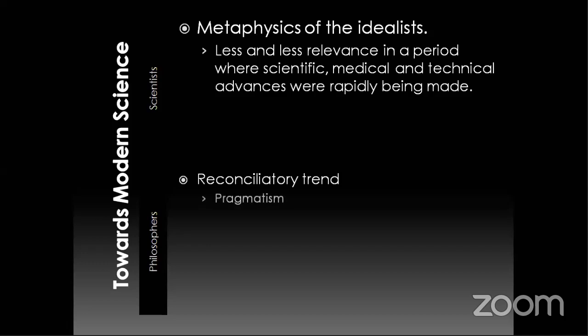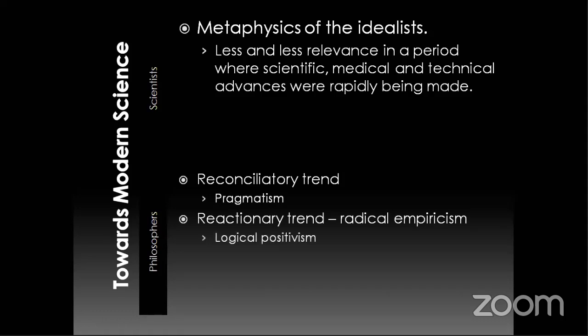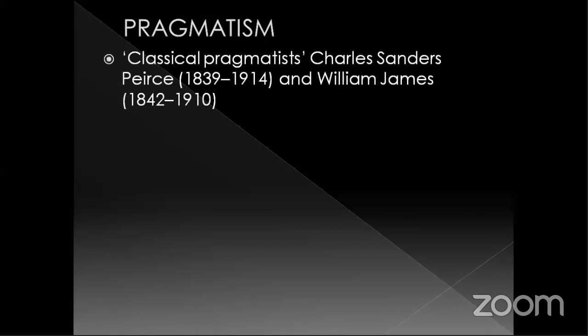These philosophers have two simultaneous trends at the very beginning. One is a reconciliatory trend, represented by the pragmatists, or pragmatism, and another is a reactionary trend against the metaphysics of the idealists, which is radical empiricism, represented by logical positivism, by the Vienna Circle. Now let us talk about pragmatism.